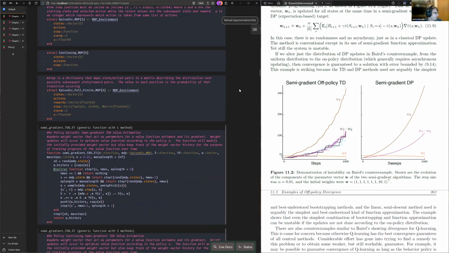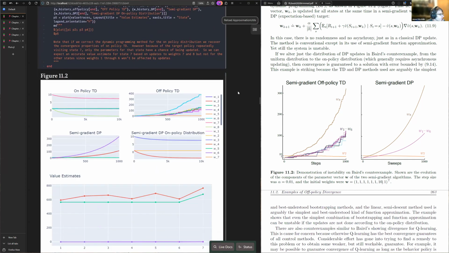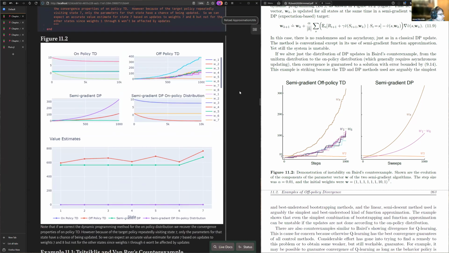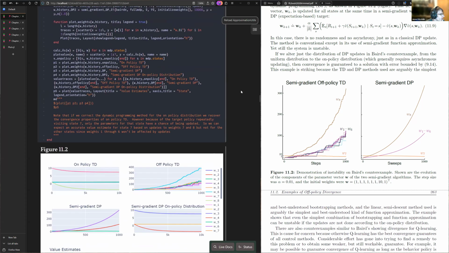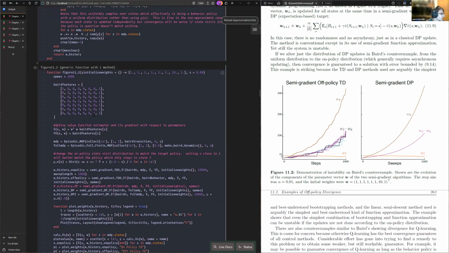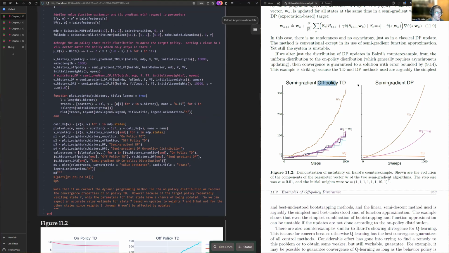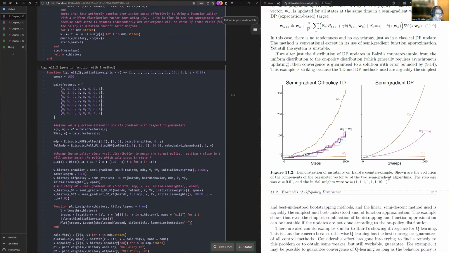And I think in my code, I made some of these plots. I don't remember now, but I think I did use the same weight initialization here of using this. So this is showing the semi-gradient dynamic programming update.